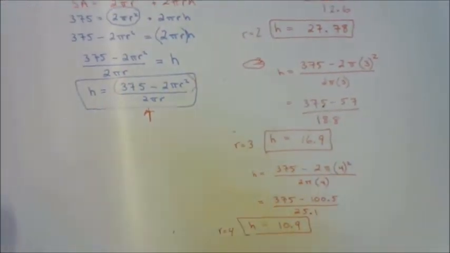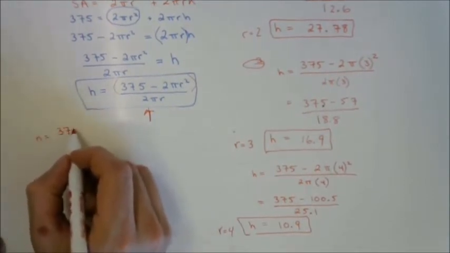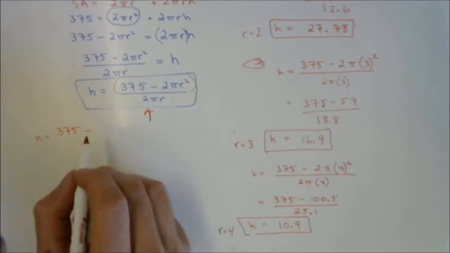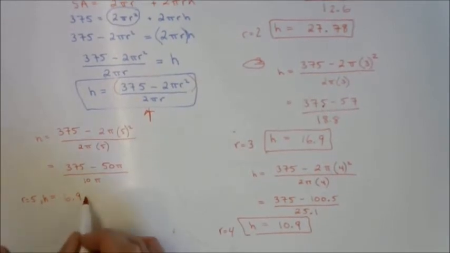And actually, we're going to do the last one as well, the radius of 5. Here we go, really fast. Go for it by yourself, and then check the board to see how you've done. What is your final answer for the height here? 6.9 centimeters. Good. So when the radius is 5, the height is 6.9 centimeters.